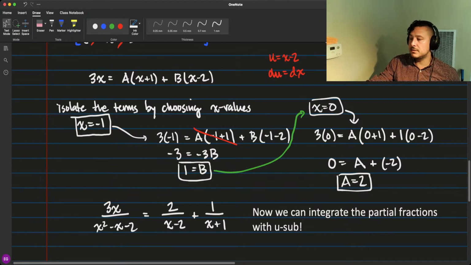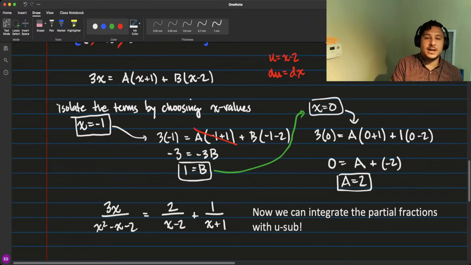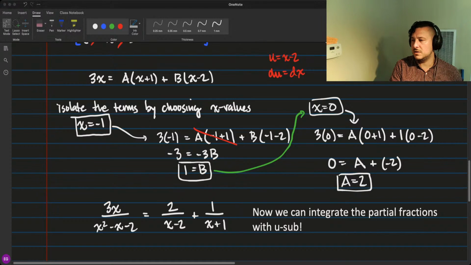Why did I choose 0 to plug in? Well, it's just easy to plug in x equals 0, right? Does it make sense? 0 is an easy number to plug in. You just need to plug in some number other than the number you started with. I chose x equals negative 1 because it would get rid of the a term to solve for b. And then I just chose to plug in 0 because it's just easy. No special reason. Does that answer your question? It's a good question though.